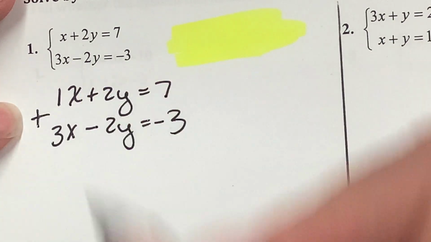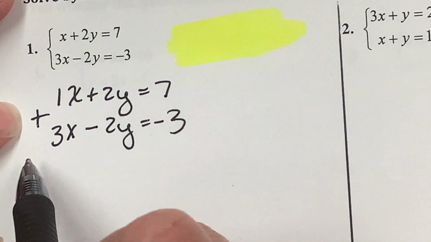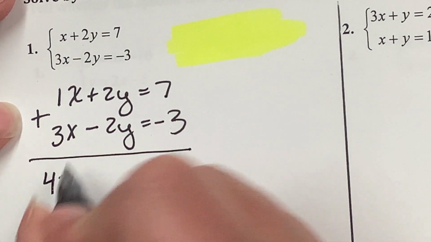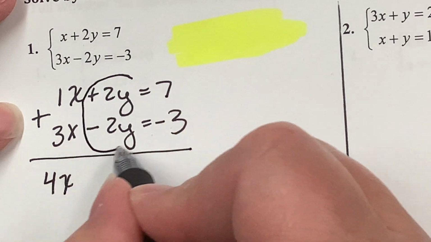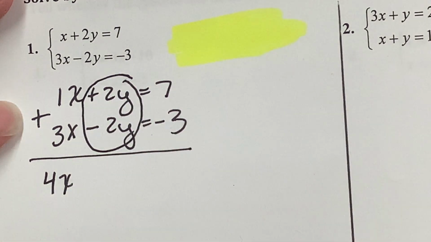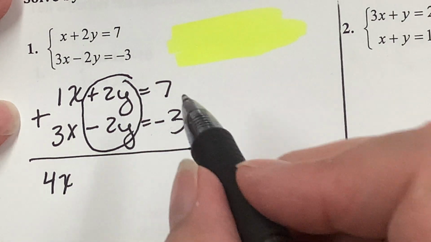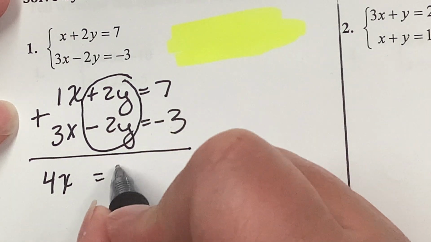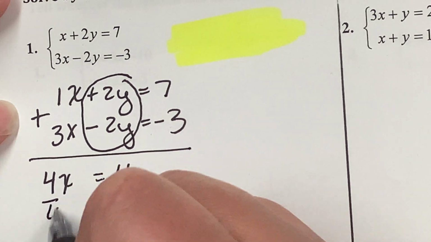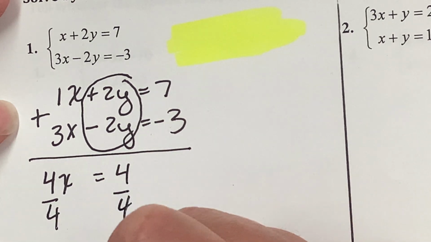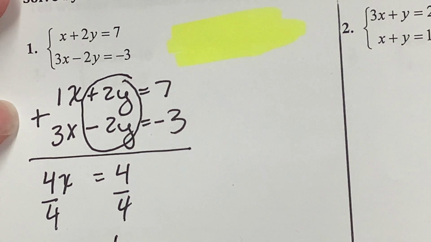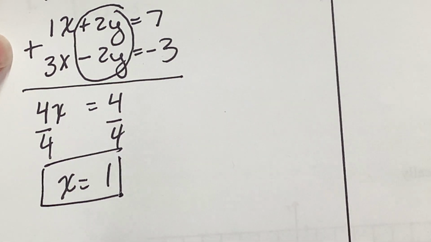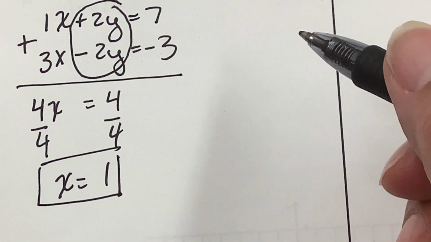Now I'm going to add those two together. Here we go. 1 plus 3 is 4x. Positive 2 and negative 2 is 0. So that's 0 y's. They're gone now. Eliminated. 7 minus 3 is 4. Divide by 4, divide by 4, and I get x equals 1. That's awesome sauce, except that's not the solution to a system. That's one solution to one variable.